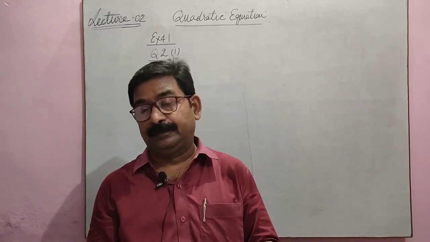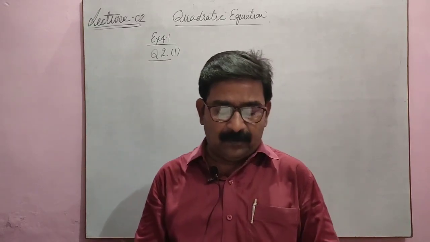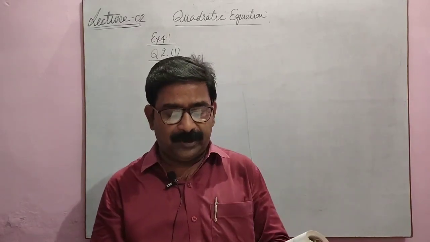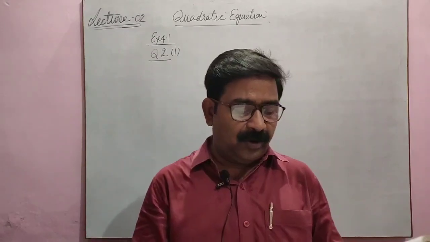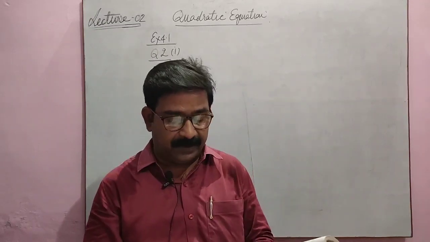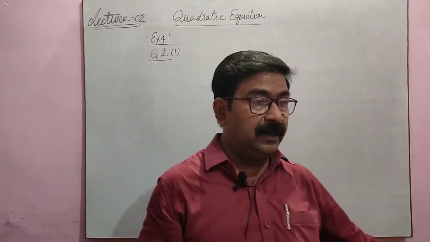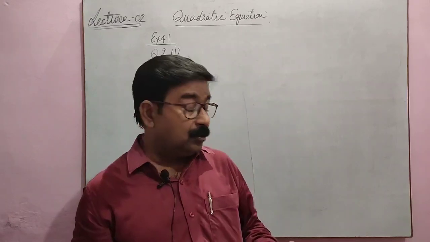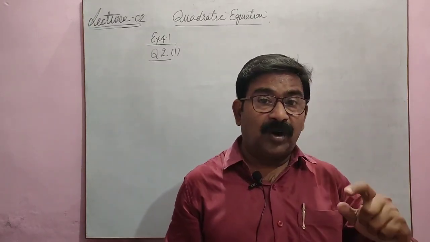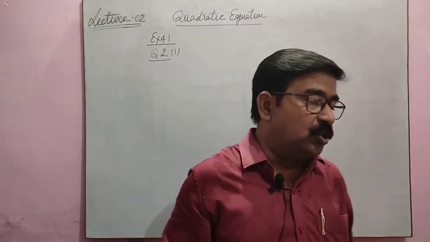Represent the following situation in the form of a quadratic equation. First we have to represent it. Now the question is given, first part: the area of a rectangular plot is 528 meters square. The length of the plot in meters is 1 more than twice its breadth. We need to find the length and breadth of the plot. Obviously you know that length is more than breadth. So given that length is 1 meter more than twice the breadth, any one can be assumed.